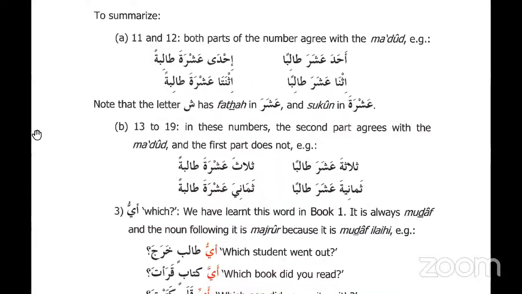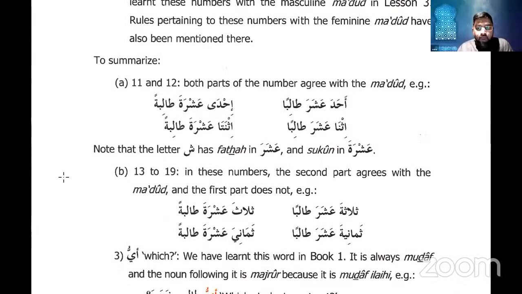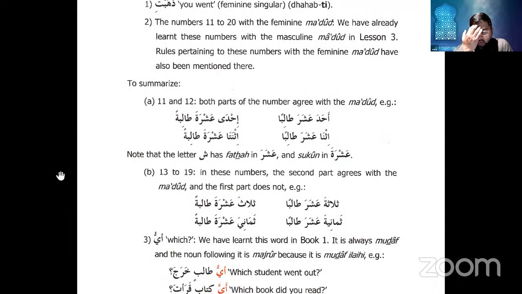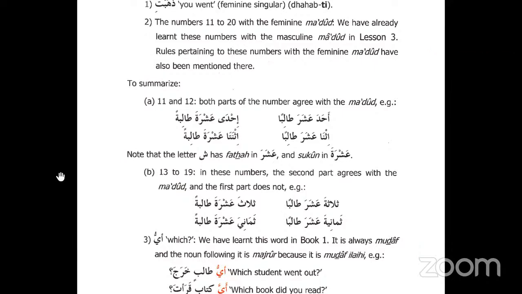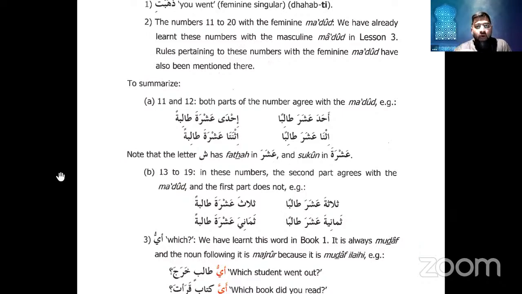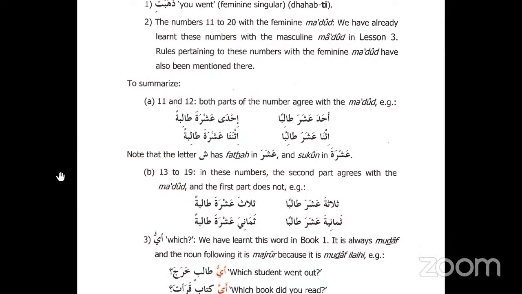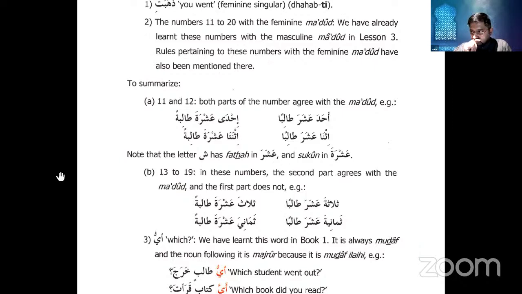Okay, let me explain this, because everyone's had a vacation. You may remember when we did numbers in book 1, we did numbers 1 and 2. Number 1 would always correspond to the thing being counted. For example, one book: kitabun wahidun. One school, the word madrasatun, has a ta marbuta at the end, so I would say madrasatun wahidatun. Or one student, talibatun wahidatun.